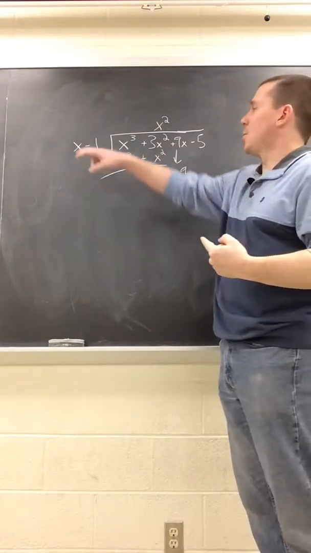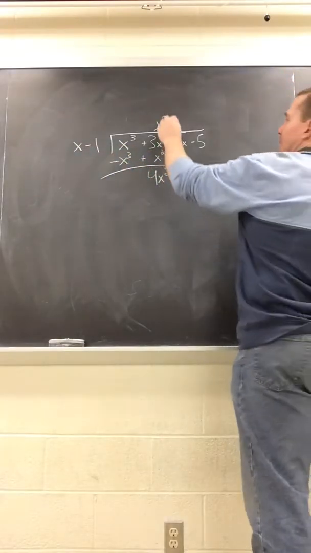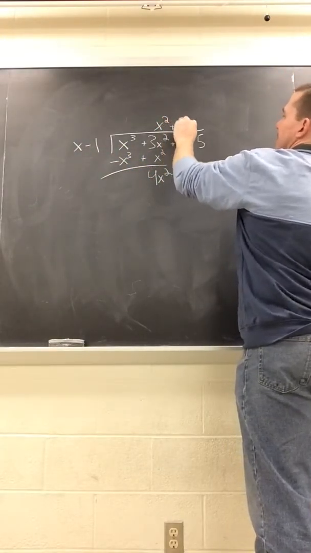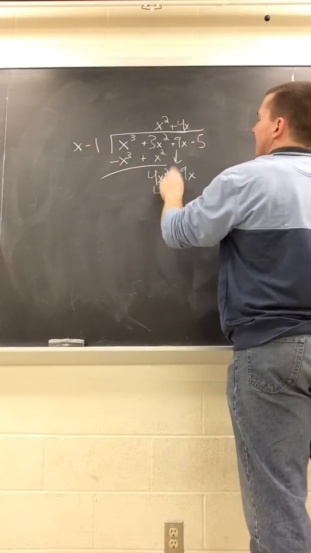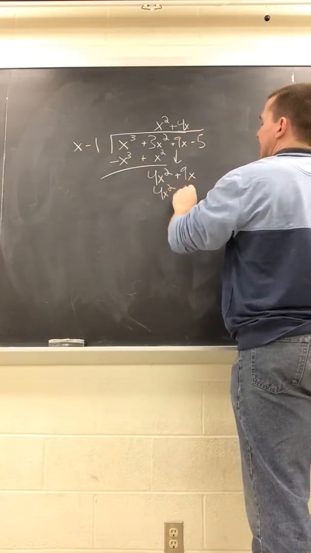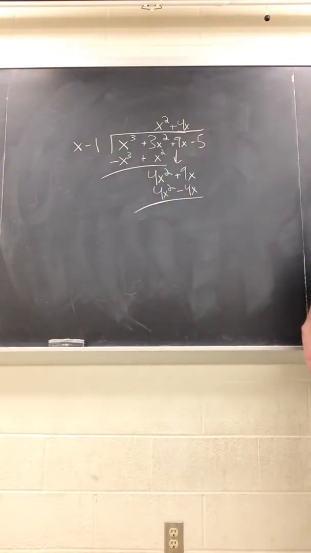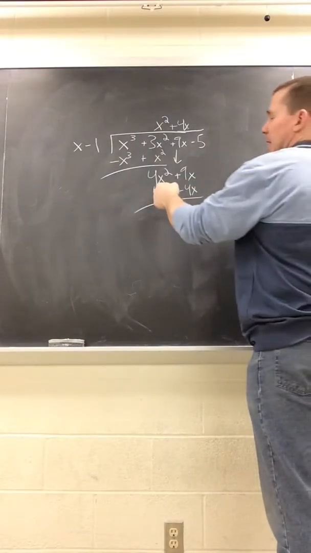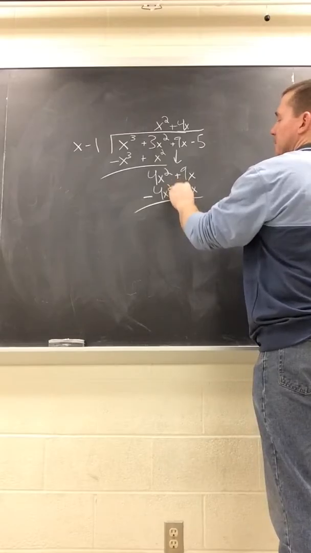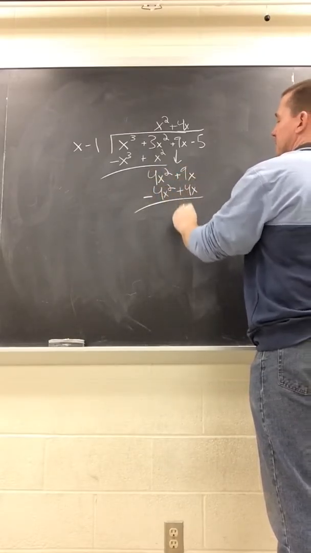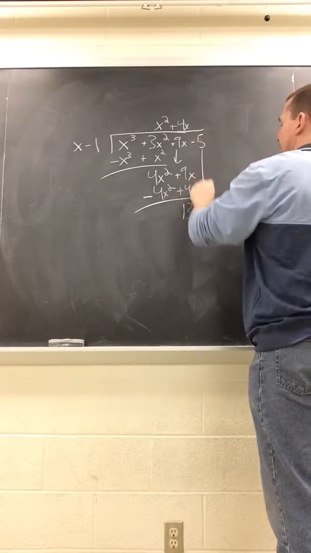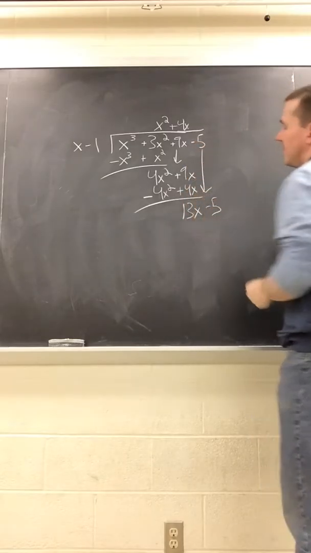Start again. What do you multiply x by to get 4x squared? 4x. So put it on top and multiply. 4x times x is 4x squared. 4x times negative 1 is negative 4x. Switch the signs of everything. Positive becomes negative, negative becomes positive. 4x squared minus 4x squared is 0. 9x plus 4x is 13x. Bring down the last term, the minus 5.